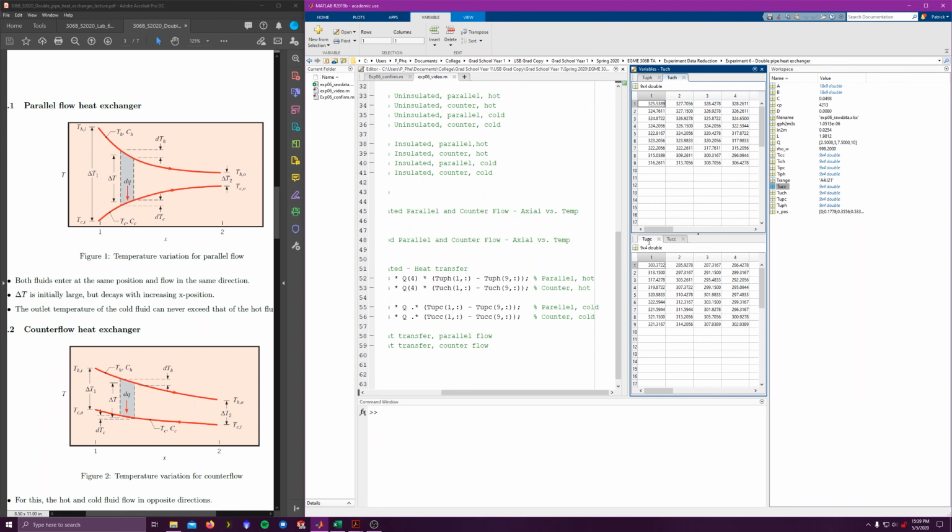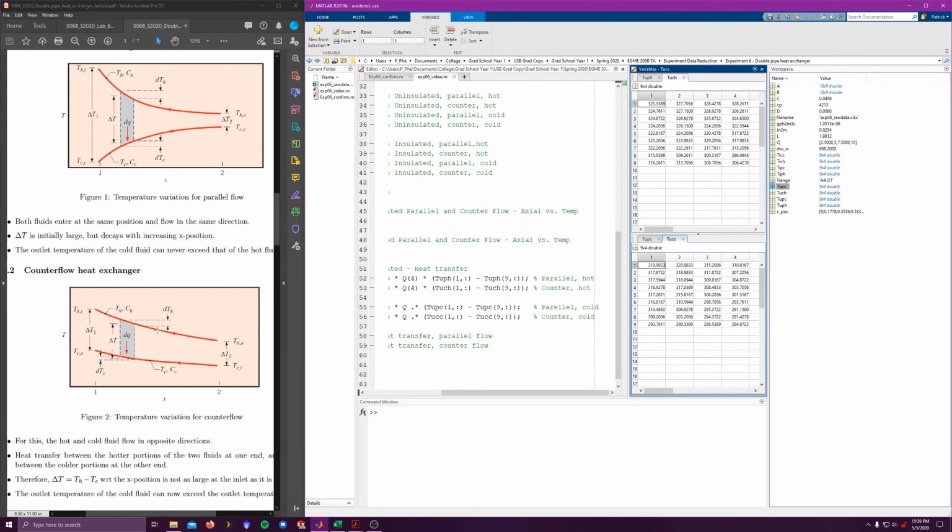So parallel flow, we're cold, and then we're heating up. Now for counterflow, this is where it's different. T1 for the cold fluid, that's its outlet temperature, so that's where it should have gained heat. It's heated up from our inlet, which is at station 2.